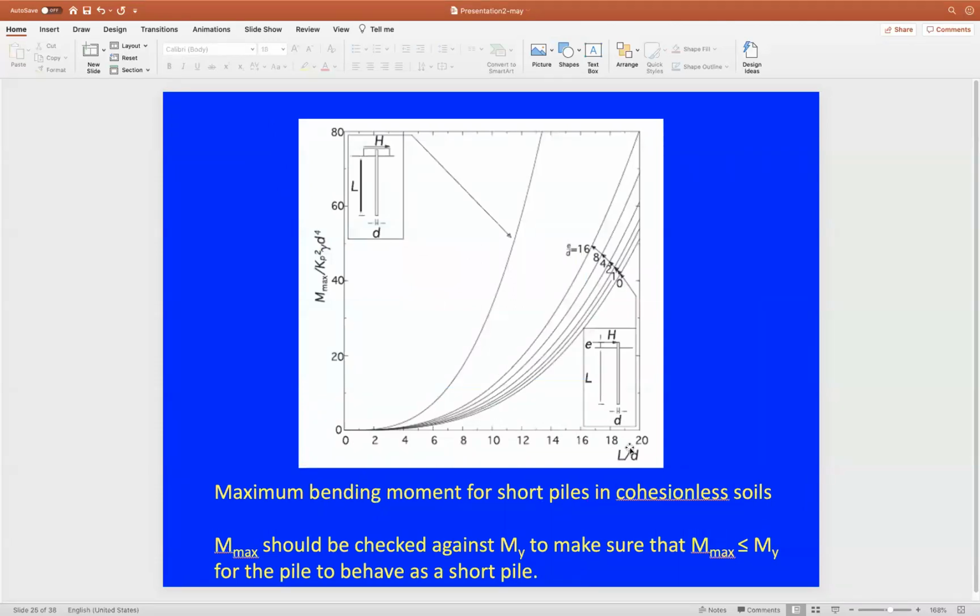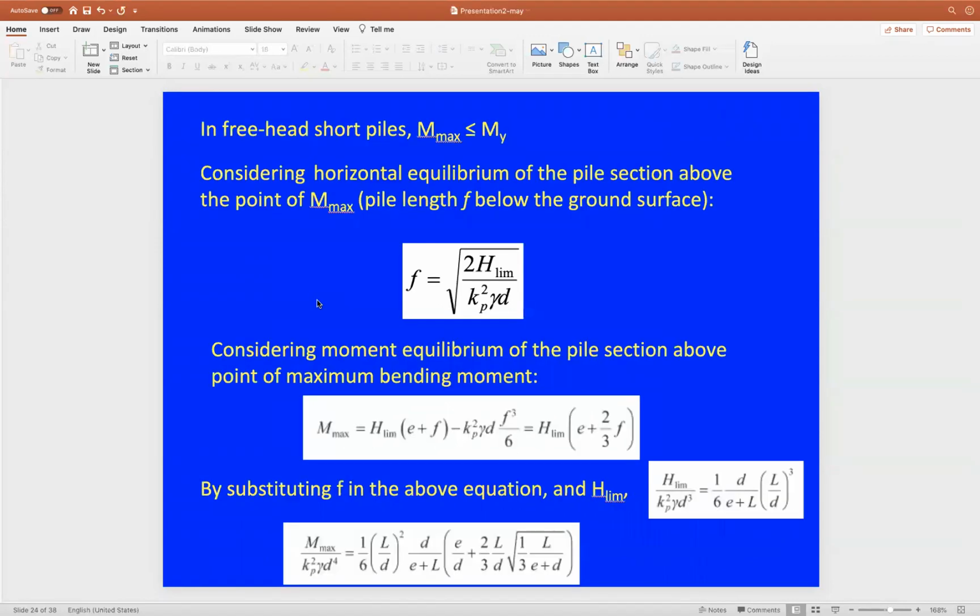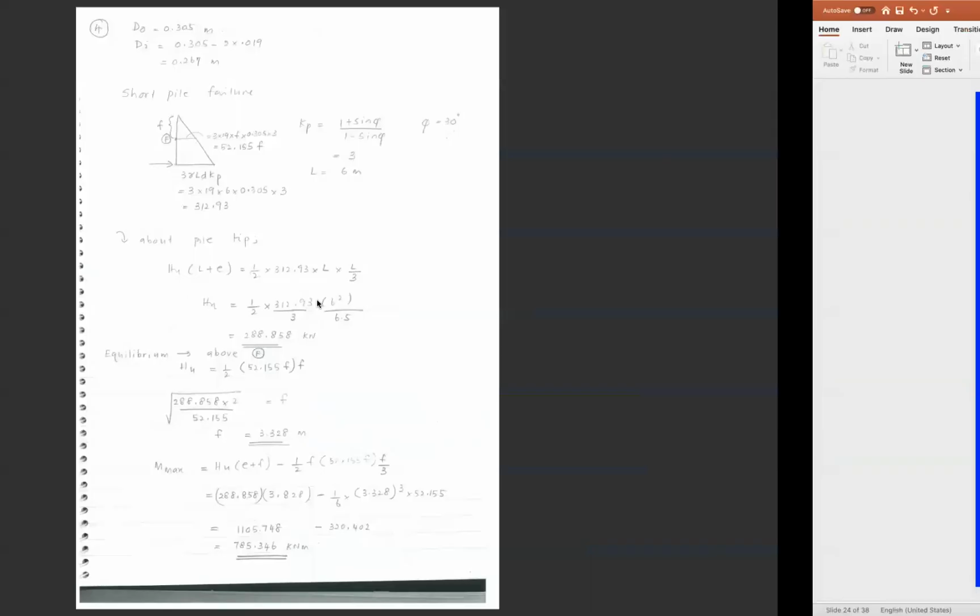It's the same value of L over D and the value of e over D that will give you the value of M maximum over this term, and everything in this term is given as well. So you can work out the value of M maximum instead of using the equations. Or you can use as well the principle of static equilibrium.